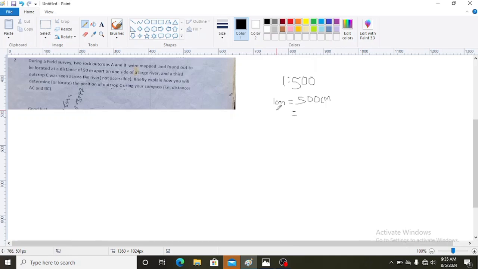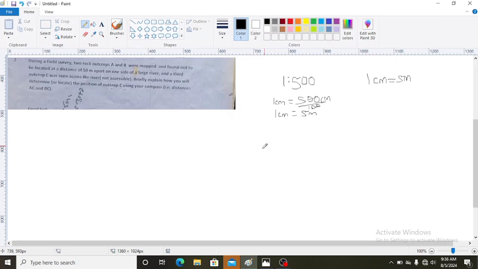So our scale now will be reading 1 centimeter is equals to 500 divided by 100. These two zeros cancel these two zeros, and you'll be left with 5 meters. Therefore, 1 centimeter is equals to 5 meters.